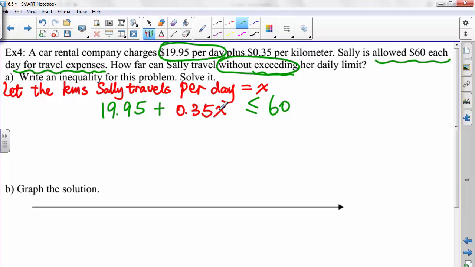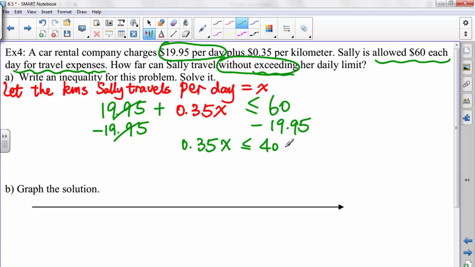So if I want to solve the solution for X, I subtract 19.95 from both sides in order to isolate this one from the X term. So then I have 0.35X is less than or equal to 60 minus $19.95, which is $40.05. Then I need to cancel this number in front of X. Since this is a positive number, when you divide both sides of this inequality by this positive number, there's no need for you to reverse the inequality sign. So I will keep this less than or equal to in the final solution.